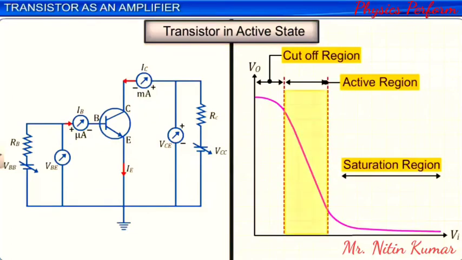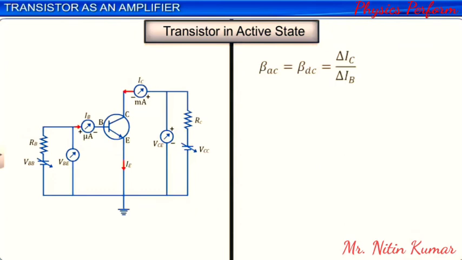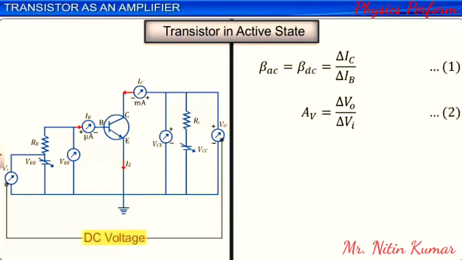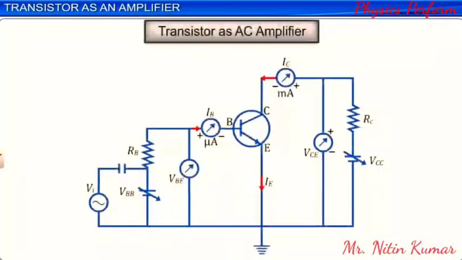We know that the current amplification factor, beta AC, is equal to beta DC, that is equal to delta IC by delta IB. Let this be equation 1. And the voltage gain AV is equal to delta VO by delta VI. Let this be equation 2. These expressions are applicable to the transistor as an amplifier of DC voltage. Now let us look at the transistor as an amplifier of AC voltage.